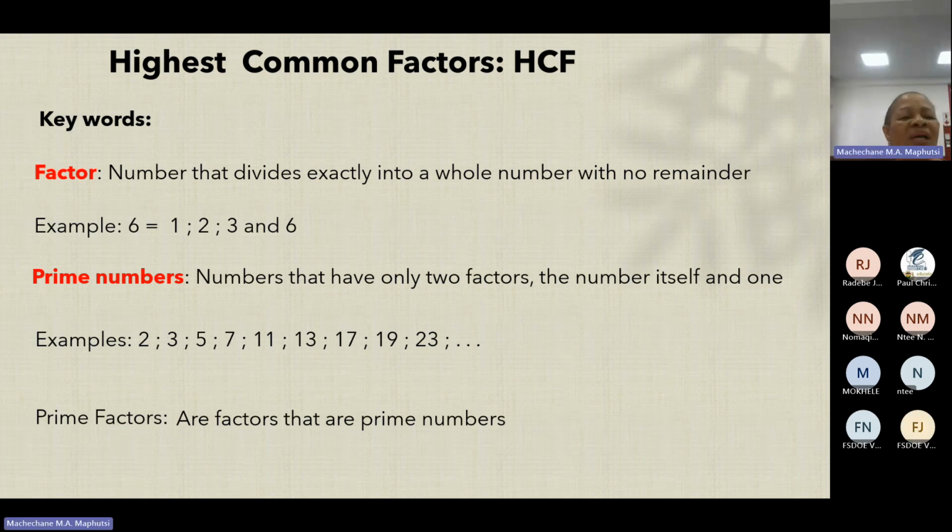Now, what are prime factors? Prime factors are prime numbers, meaning that when you look for prime factors, you only use numbers from the prime numbers. You have to start with 2. Then if 2 doesn't divide, you move to 3 and so on.